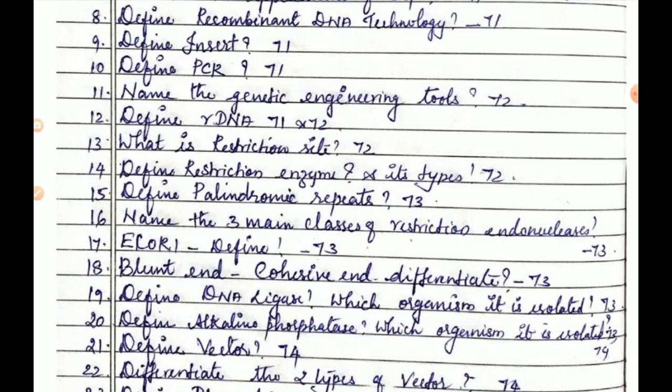And next, the line for cohesive end. There are some enzymes which cut in a way producing protruding and recessed ends, known as sticky or cohesive ends. Such cuts are called staggered or asymmetrical cuts. The next question, 19th question.